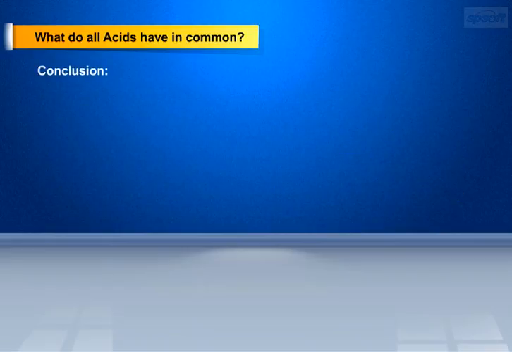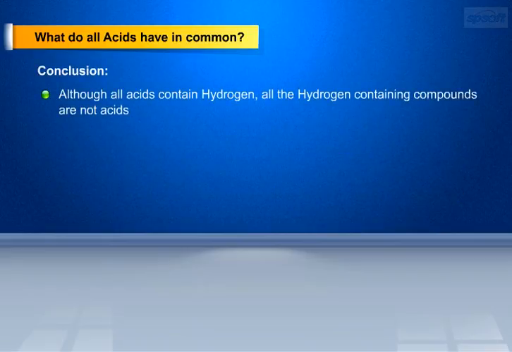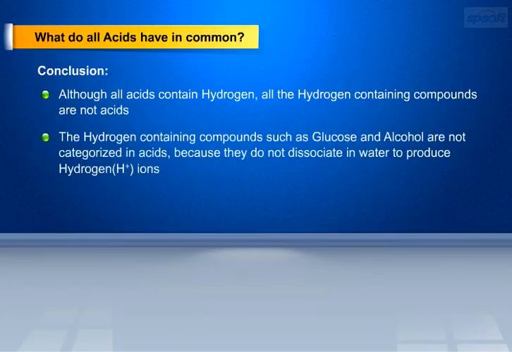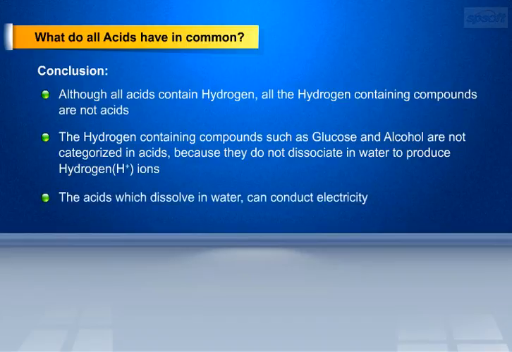This experiment concludes that although all acids contain hydrogen, not all hydrogen-containing compounds are acids. Hydrogen-containing compounds such as glucose and alcohol are not categorized as acids, because they do not dissociate in water to produce hydrogen ions. The acids which dissolve in water conduct electricity.